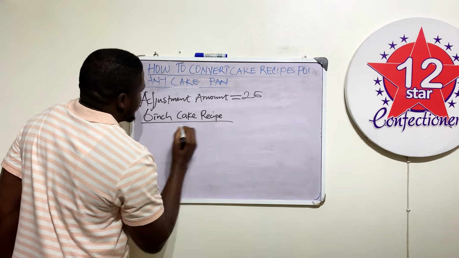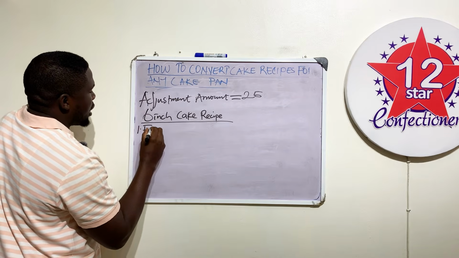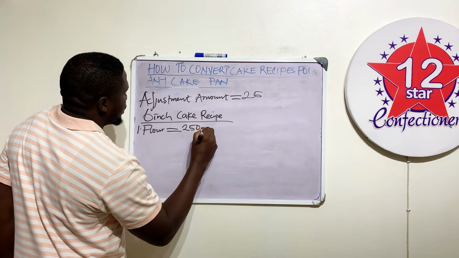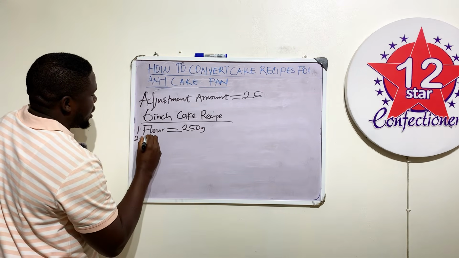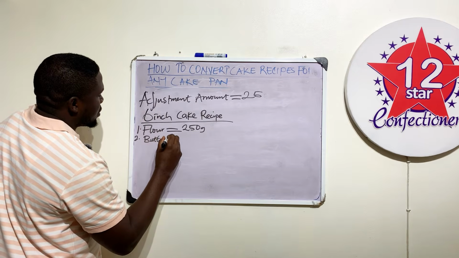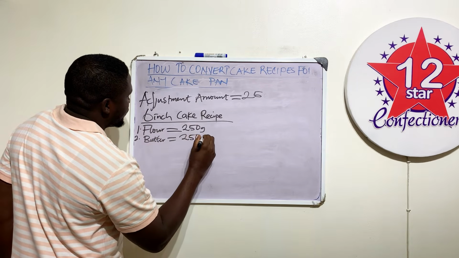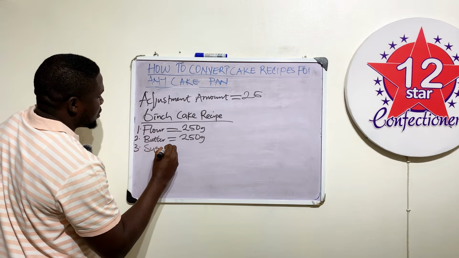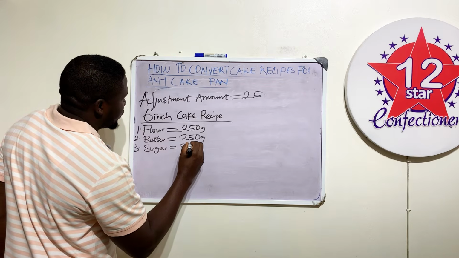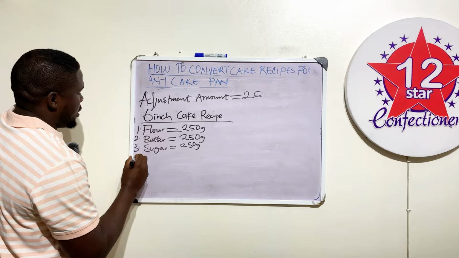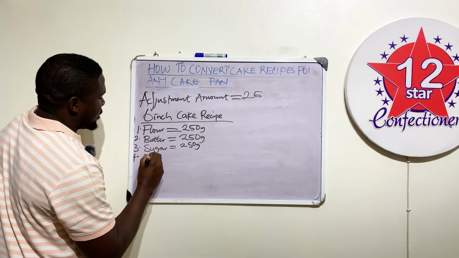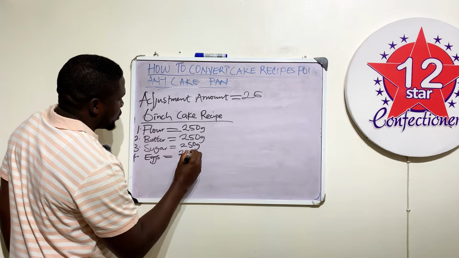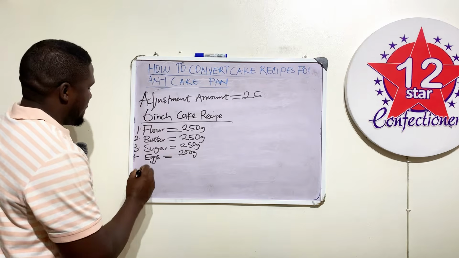Okay. So, flour: 250 grams. Butter: 250 grams. Sugar: 250 grams. Eggs: 200 grams.